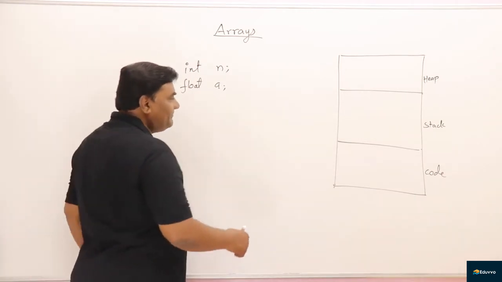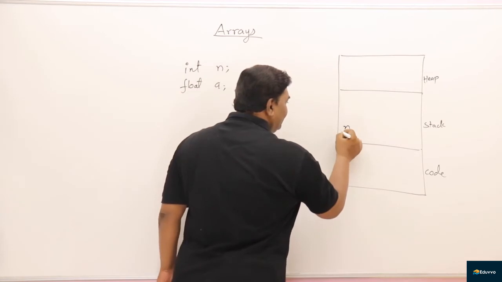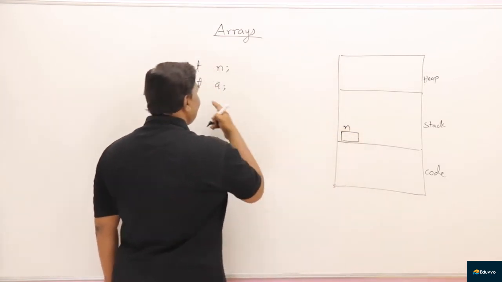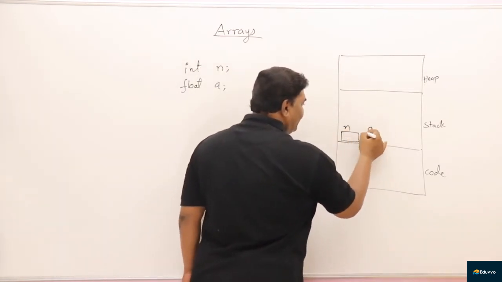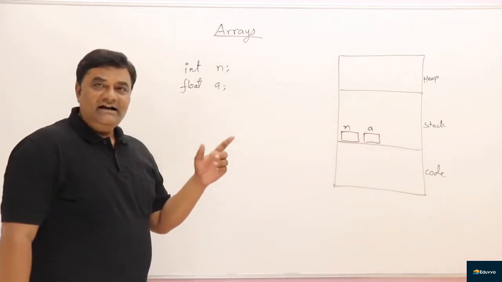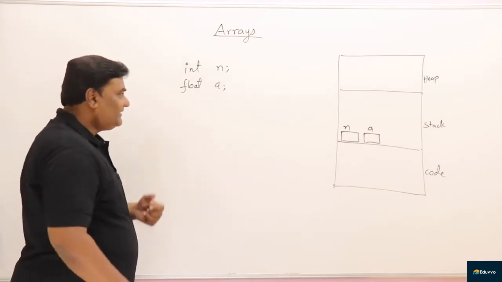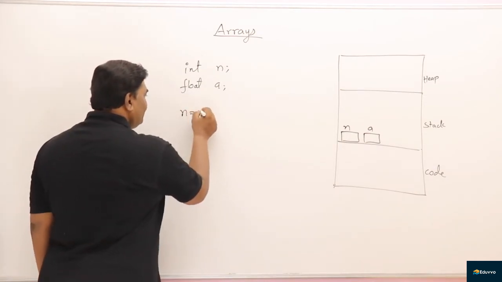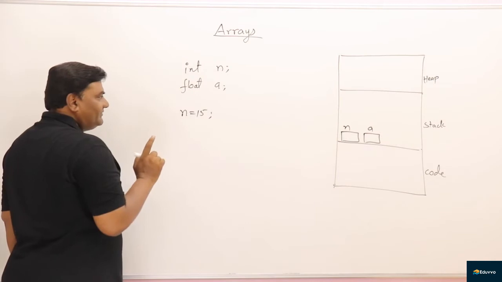And if you look at the memory, how it is allocated for n, if I say integer takes 2 bytes, 2 bytes are given, and the float, if it takes 4 bytes, then 4 bytes of memory is allocated for a. And that is useful for storing only one value at a time. So if in n I am storing 15, then there is only one value in it.